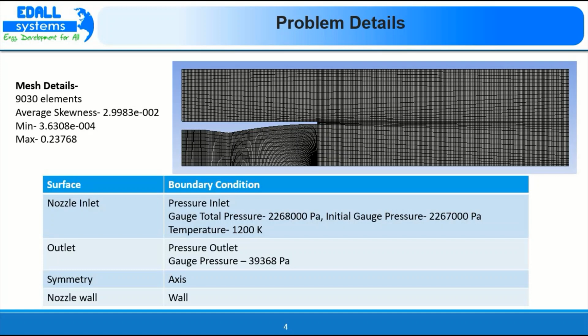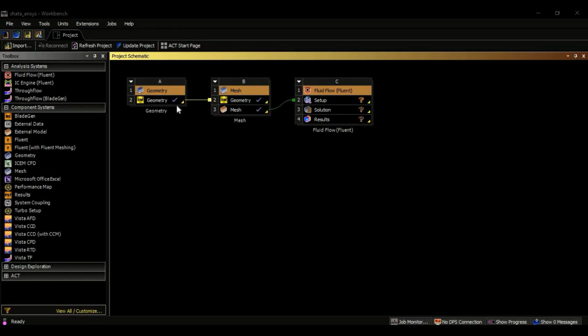Then the nozzle wall and far field will all be considered as wall itself. So let's go and start the problem in ANSYS Fluent. Here I have opened the geometry and the mesh file. We will go directly into the setup and set all the things which we need for our simulation. We will be using ANSYS Fluent here.